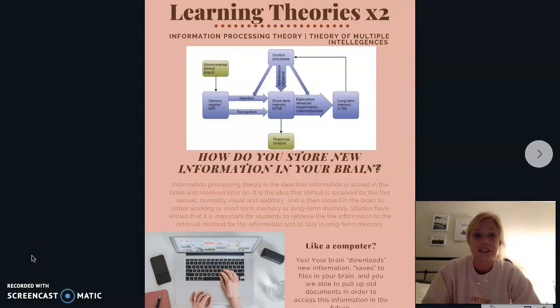Hi there. So today we're going to be talking about two new learning theories. The first one is going to be the information processing theory, and the second one is going to be the theory of multiple intelligences. So what is the information processing theory?